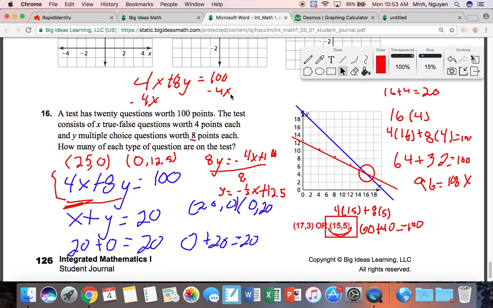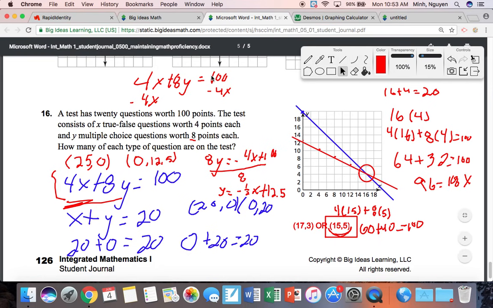So hopefully you understand how to graph, plugging things in, checking points of intersection. And if not, ask your teacher or let me know. Good luck.